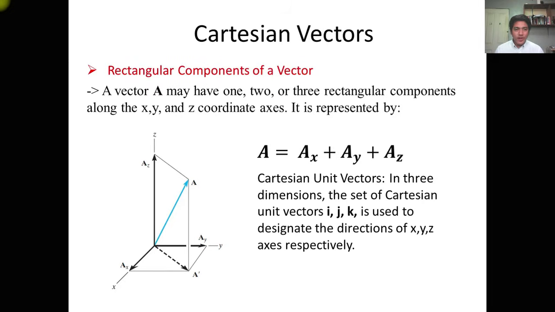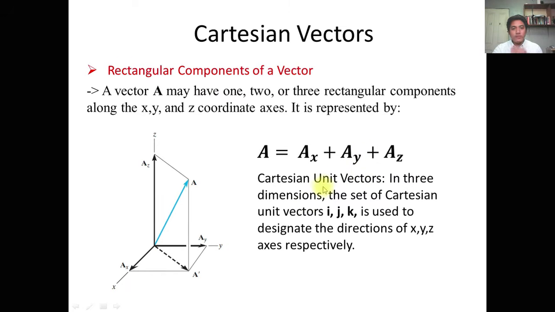So Cartesian vector: a vector A such as this vector may have one, two, or three rectangular components along the x-axis. This is our x-axis, this is our y-axis, and this is our z-axis. Now we are entering the three-dimensional coordinate system, which is the x, y, and z axes. Basically, if we project vector A into its components along x, along y, and along z, we will have this notation: A is equal to A_x plus A_y plus A_z.